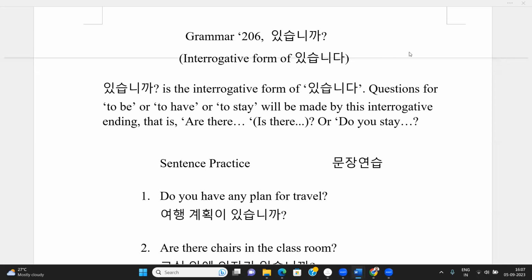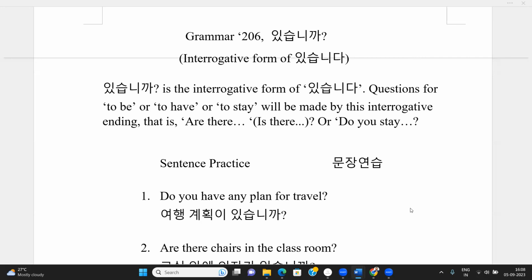Sentence practice. 문장 연습. Do you have any plan for travel? 여행 계획이 있습니까? Are there chairs in the classroom? 교실 안에 의자가 있습니까?